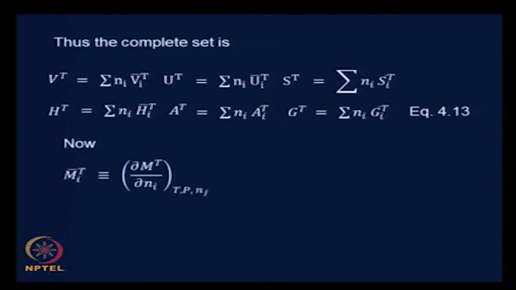Now, we have already seen that the partial molar property is defined as the partial derivative with respect to Ni of Mt at constant T, P and Nj. Does this remind you of something that we have seen earlier in the earlier module? Think about it.